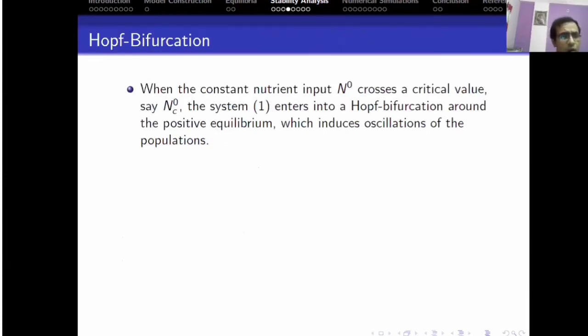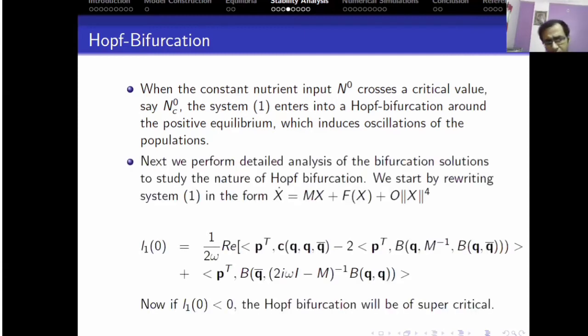Next, we study the Hopf bifurcation of the system. So here you see when the constant nutrient input, that is N0, crosses a certain critical value N0C, then the system enters into a Hopf bifurcation around the positive interior equilibrium, which induces oscillation of the populations. And next, we derive the direction of Hopf bifurcation. So after some calculation and simplification, we find the value of the first Lyapunov coefficient. And if this condition is satisfied, then the Hopf bifurcation will be supercritical.